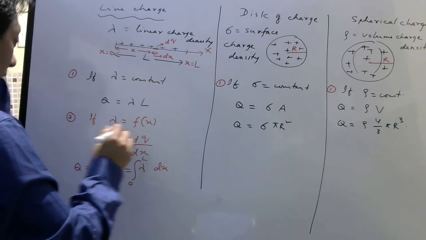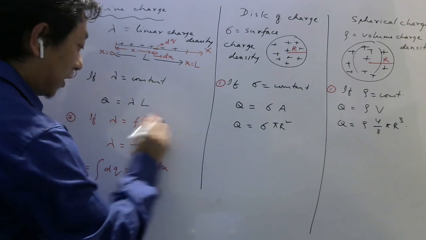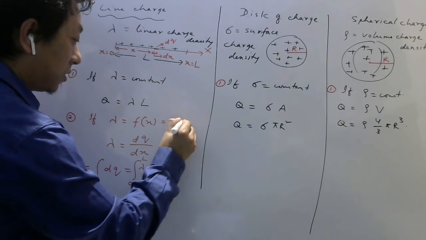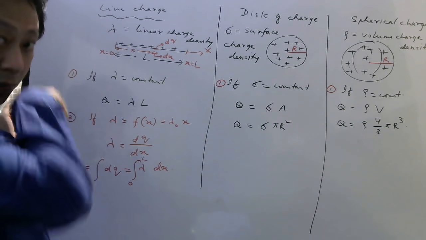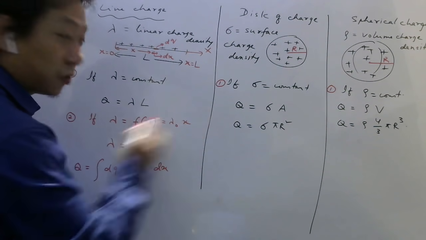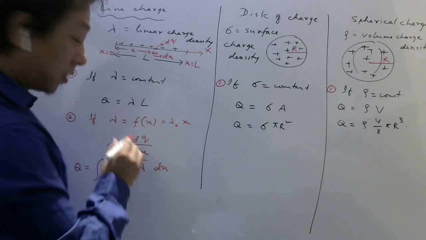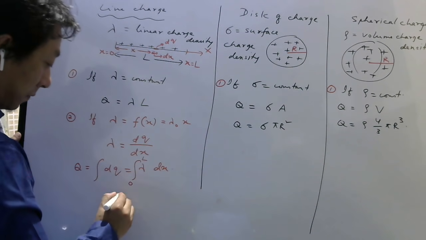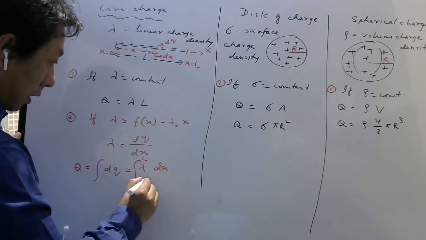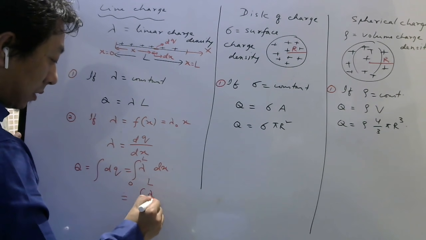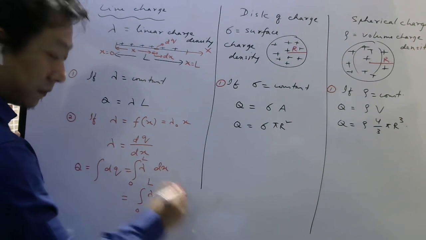So let us take an example for simplicity. Let us say lambda is given as some constant into x. It could be something else. It could be x squared. It could be 1 by x. This they can change. So what will you do? Put this lambda here, from 0 to L. What is lambda? Lambda naught x dx.